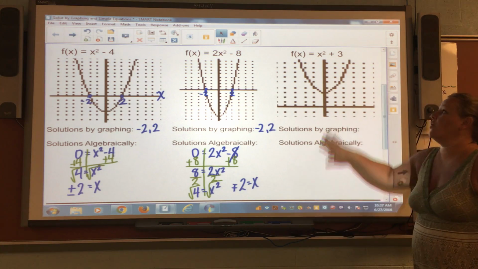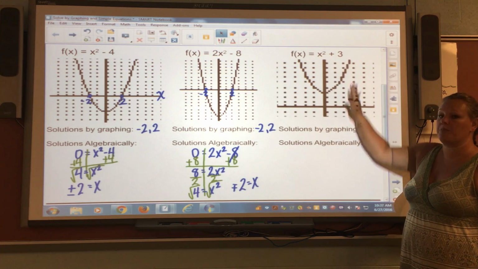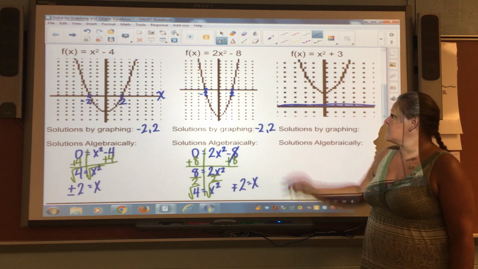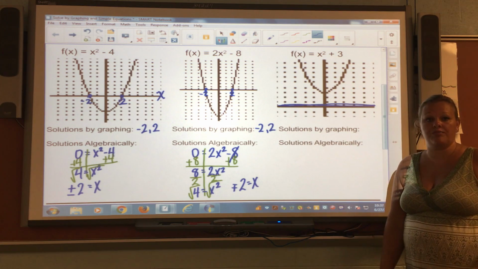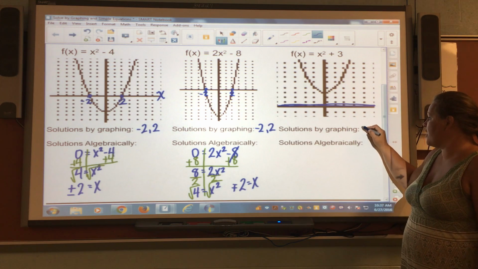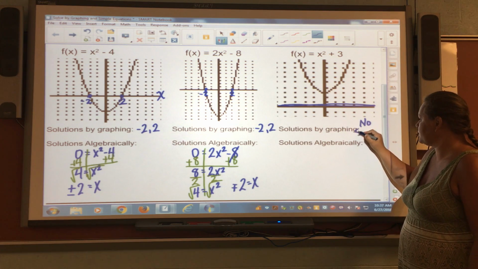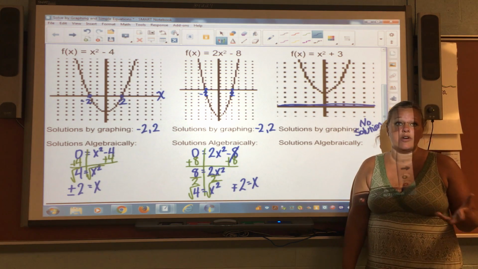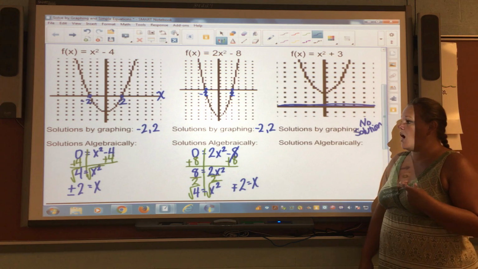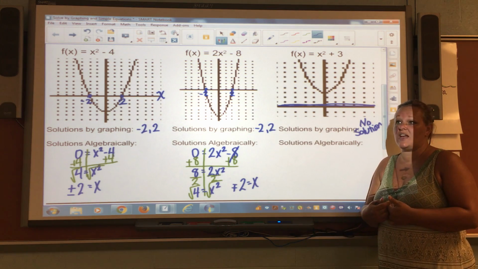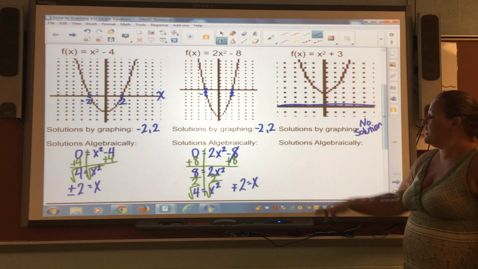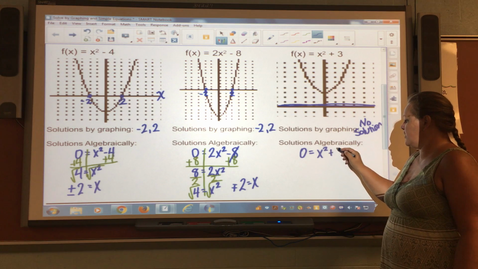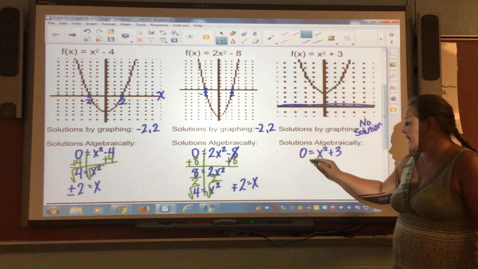The last example is f of x is equal to x squared plus 3. Again, we're looking for those roots. Does that graph touch the x-axis at all? No. So there is no solution to this quadratic, no real solution. So what happens to tell us that there's no solution? We'll set it equal to 0: 0 is equal to x squared plus 3, and solve it and see what we get.